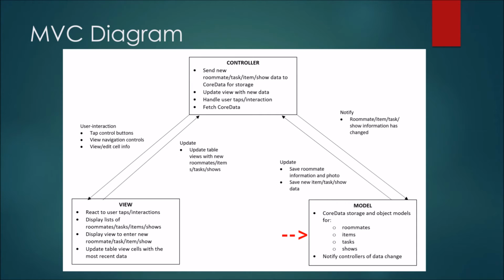data. I have 4 objects which were seen in my class diagram about roommates, items, tasks, and shows. The model will also notify the controllers when data changes, and this interacts with the controller by updating the information and saving the roommate information, the photos and colors, and saving the new items, tasks, and shows.